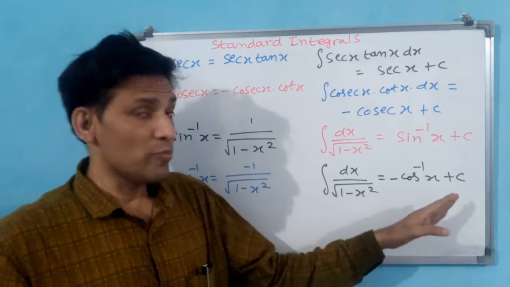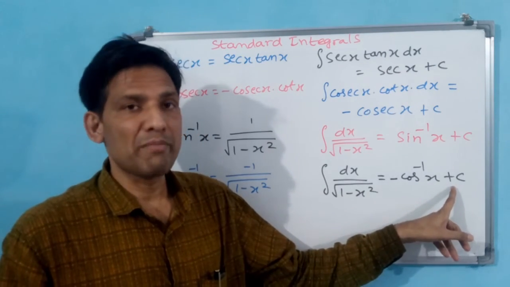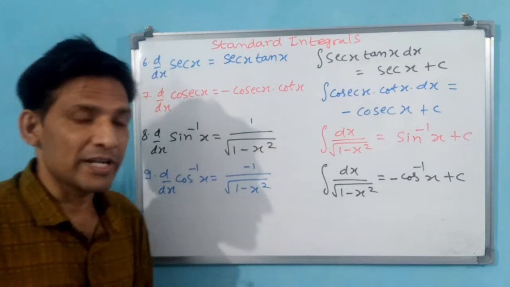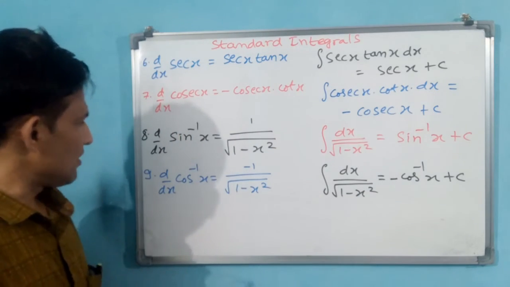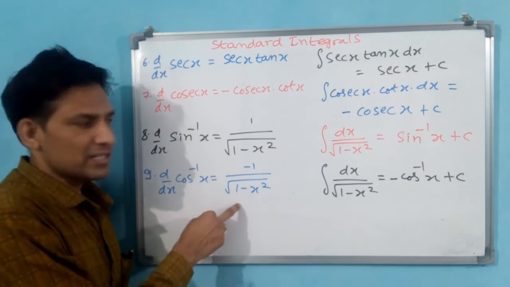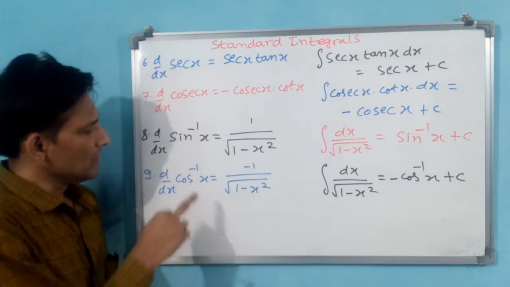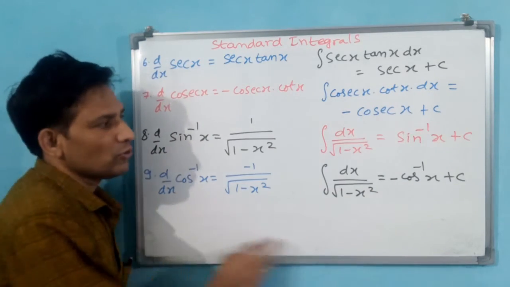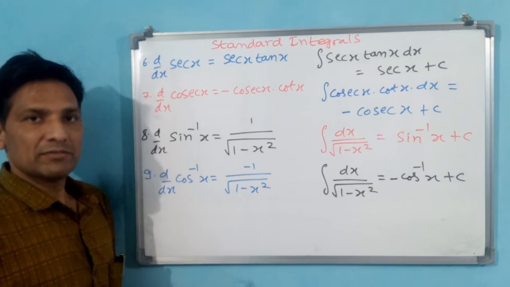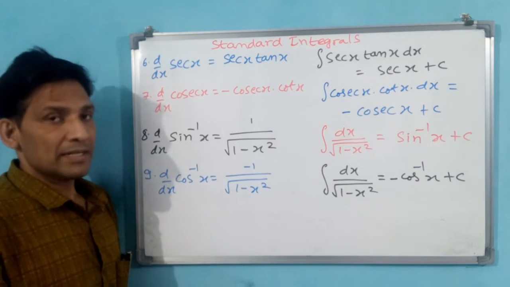Okay, you may ask me, sir, is the constant also going to become minus? See, we don't know whether the constant is minus or plus. Why? Because cos inverse plus constant will also give plus c only here. Cos inverse minus constant, you are going to write minus c only. That is why we are telling.